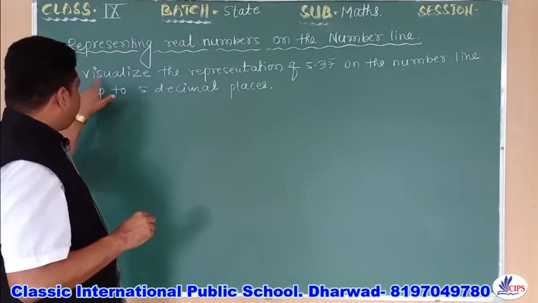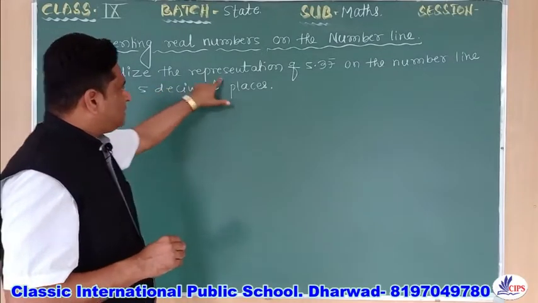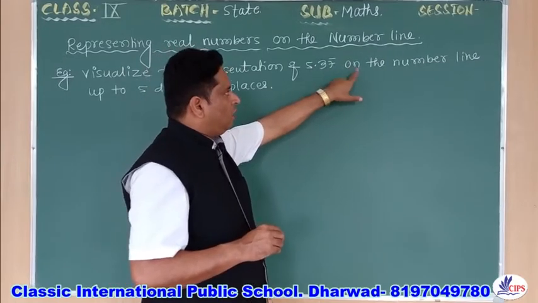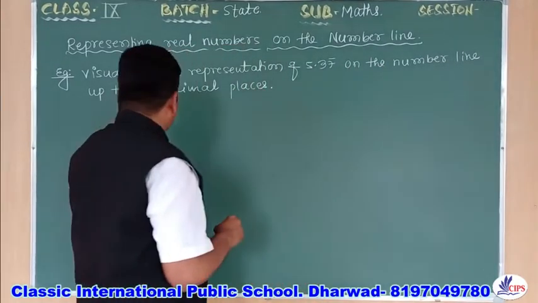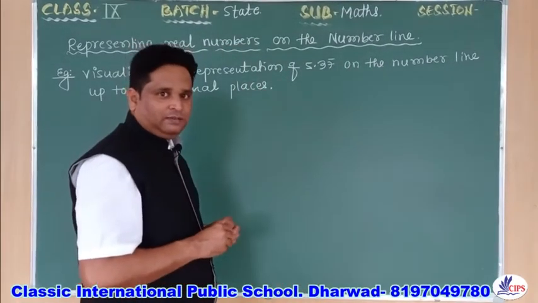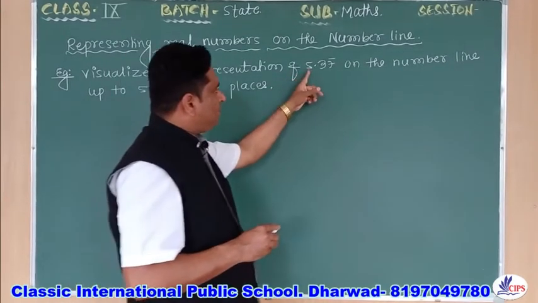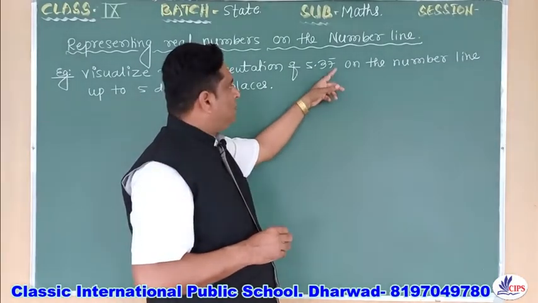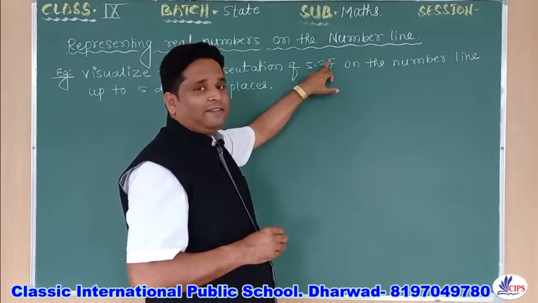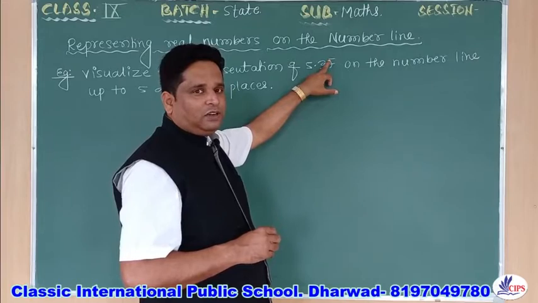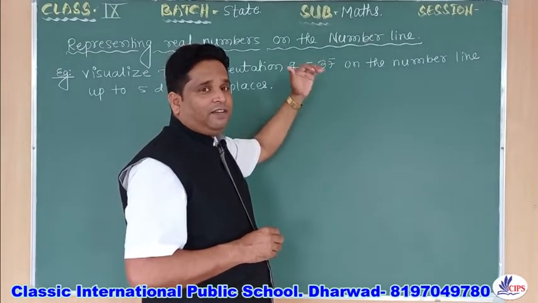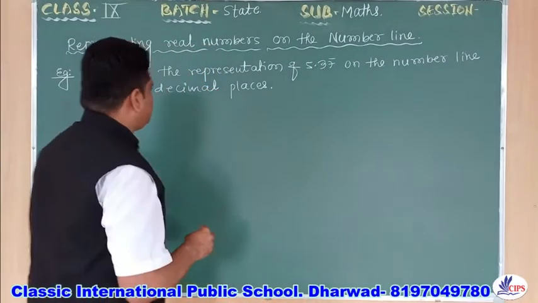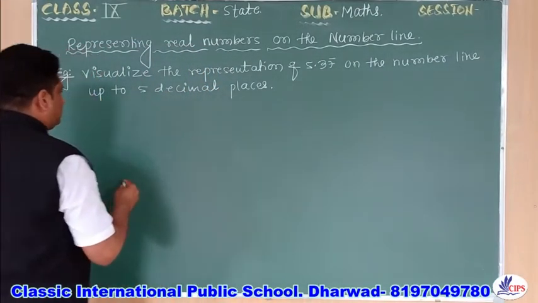Look at here. Visualize the representation of 5.37 bar on the number line up to 5 decimal places. You have to represent 5.37 bar up to 5 decimal places because the bar is placed on 7. It means that 7 is the repeating digit here. I will take up to 5 decimal places and I'll represent this on the number line.